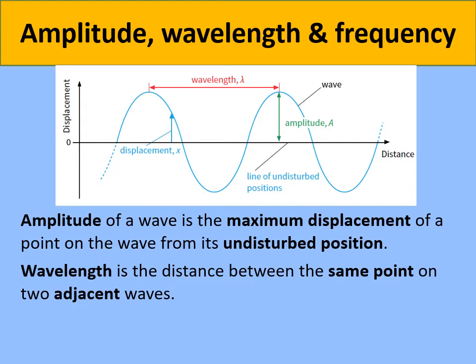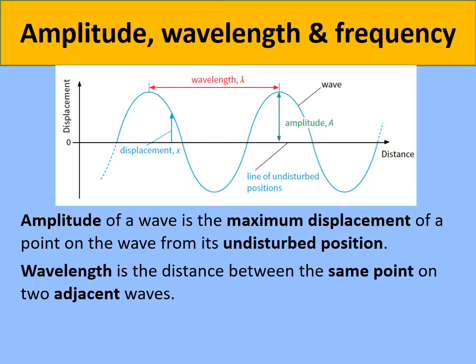The wavelength is the distance between the same point on two adjacent waves. So it could be the distance from one crest of a wave to the next crest of the wave, or it could be the distance from one trough of a wave to the next trough of a wave. So it's the distance from the same point on one wave to basically the same point on the neighboring wave.